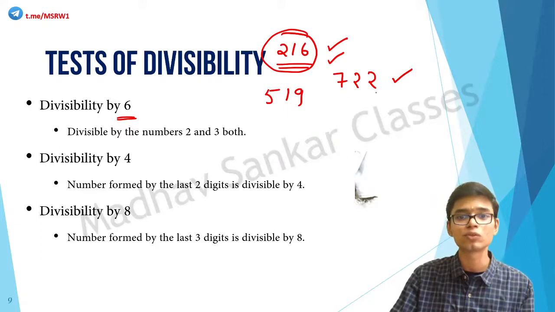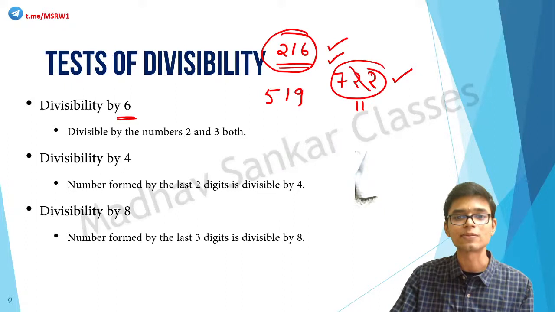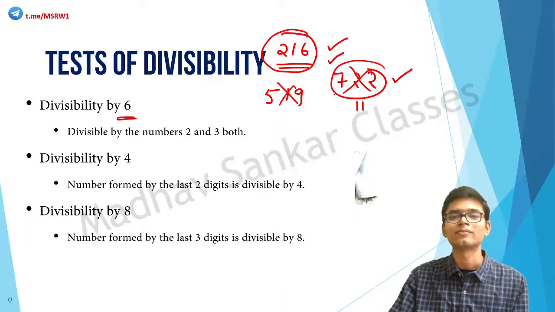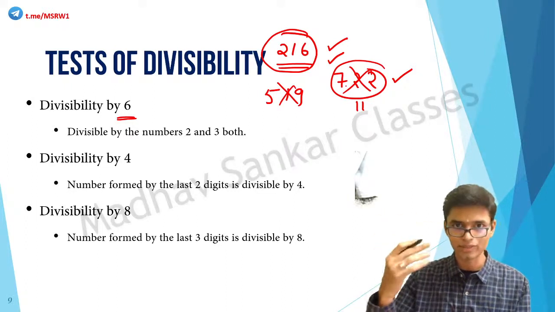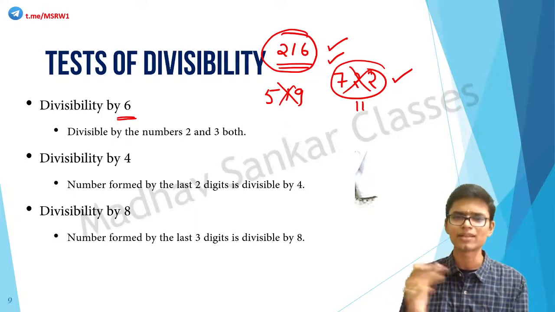Sum is 7 plus 2 plus 2. That is 11. 11 is not divisible by 3. So this number is not divisible by 6. Are you getting it? Did you get the point here? Okay, so very simple. Again, same method, very easy. Moving on.